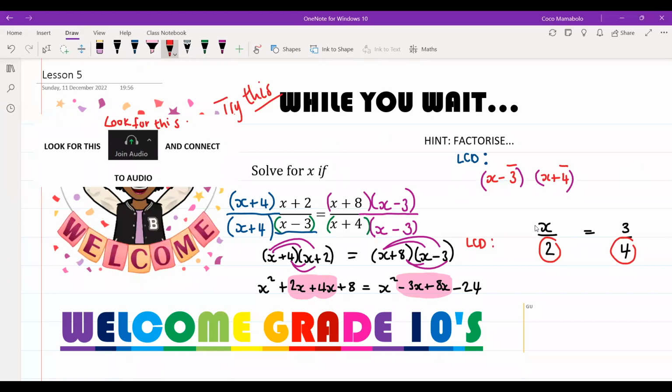Yes, ma'am. Remember the big number. So my LCD is going to be maybe 8. Oh, 4. Yes, we can make it 8. It's been such a long day. It's fine. Even if we made it 8, you wouldn't be wrong. It's not the lowest common denominator, but it's okay.